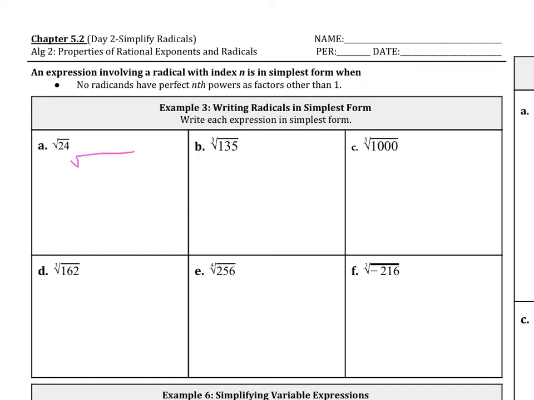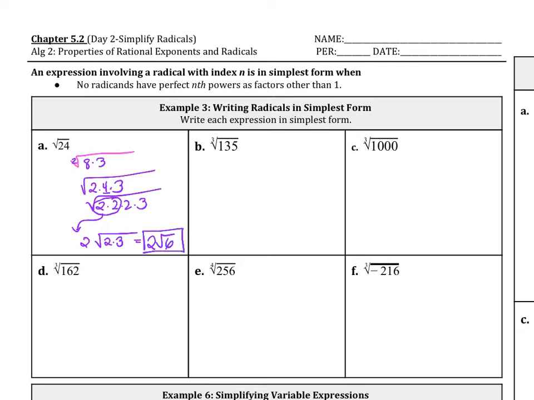There are several ways that you can break down 24. Let's start with 8 times 3. The index is 2, so I know I need a pair in order for it to come out, 2 of them. So 8 breaks down to 2 times 4 times 3, and 4 breaks down to 2 times 2. So my pair is 2, and that comes out. Then you write whatever's left over, which is 2 times 3. So it's 2 square root of 6.